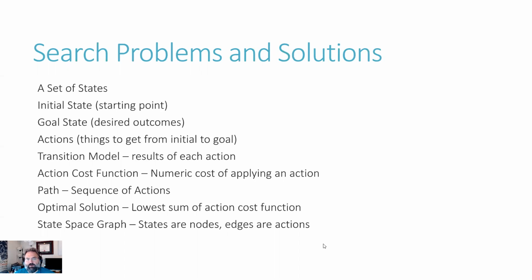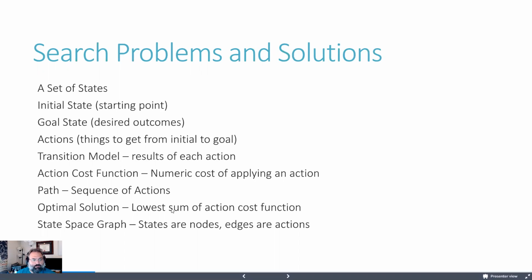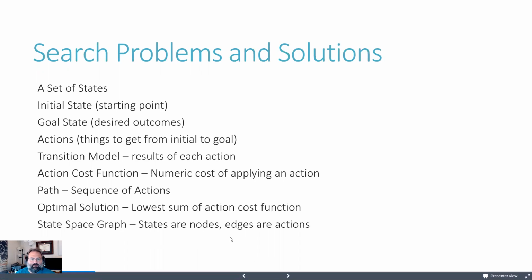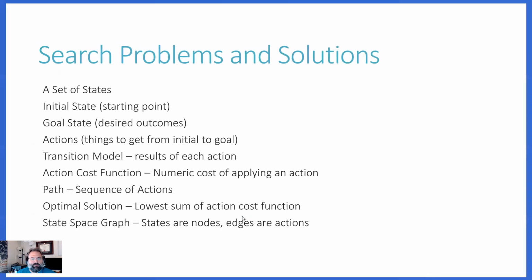Transition model is the result of each action that you take. Action cost function is typically some sort of numeric cost that is applied whenever you are doing an action. Path is a sequence of actions where you might find your way to navigate through this state space. And then an optimal solution is going to be that path that has the lowest actual cost. So it is the least expensive in terms of whatever cost function you're utilizing. And the state space graph is the states as nodes, and the edges are actions. So it's how you traverse through these various states.